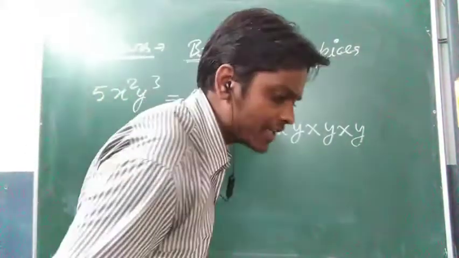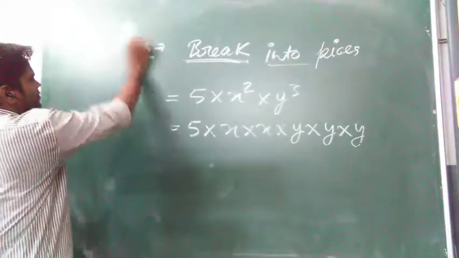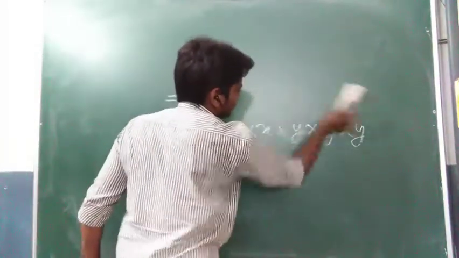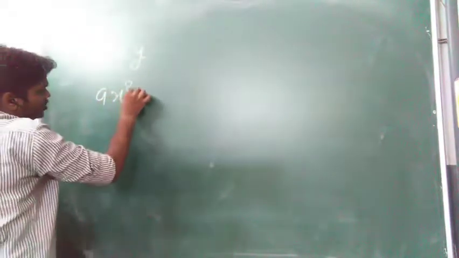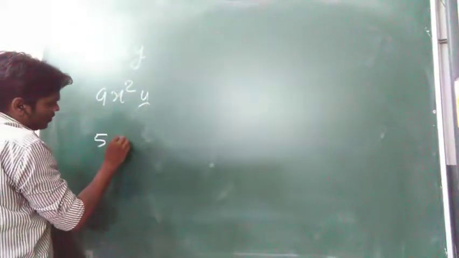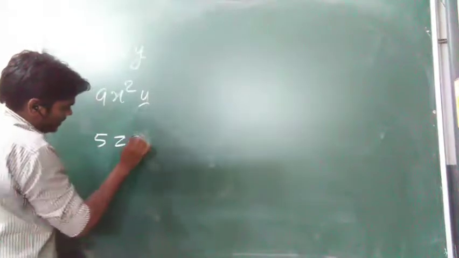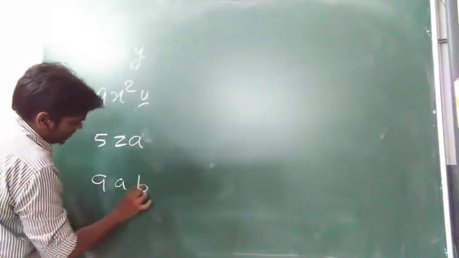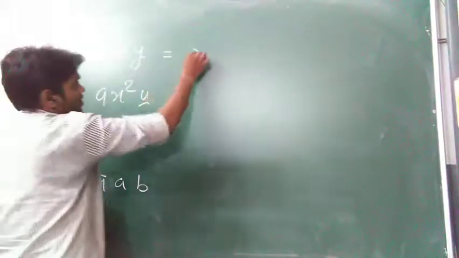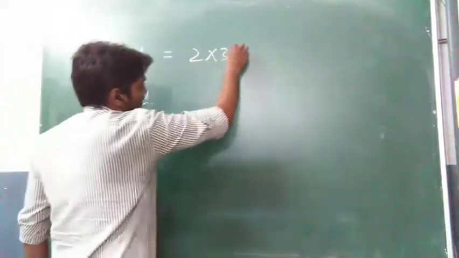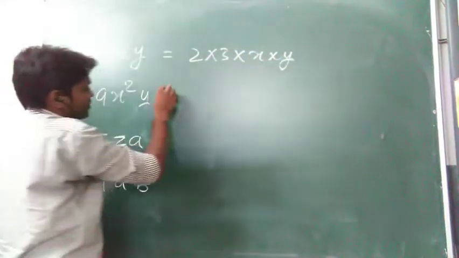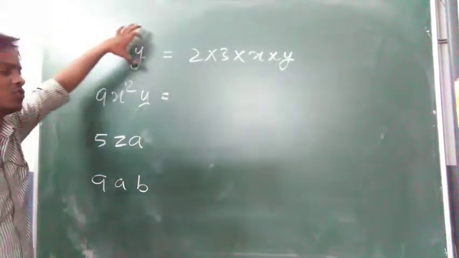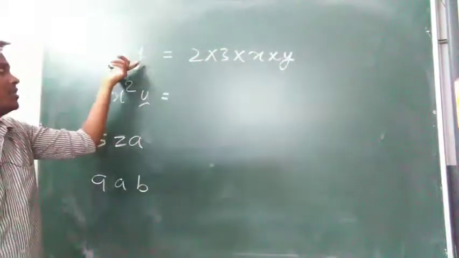Now we will see some more factors. See, 6xy, 9x square y, 5z, 9a. See, for the 6, 2 into 3, after that x into y. These are the pieces of 6xy. So these are the factors of 6xy.